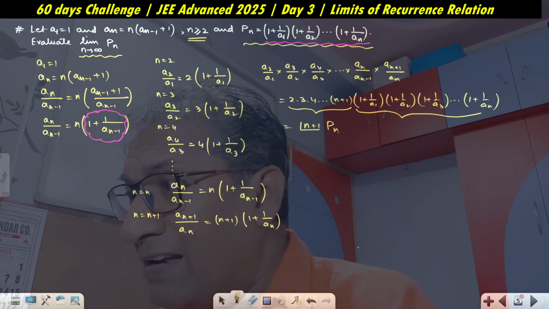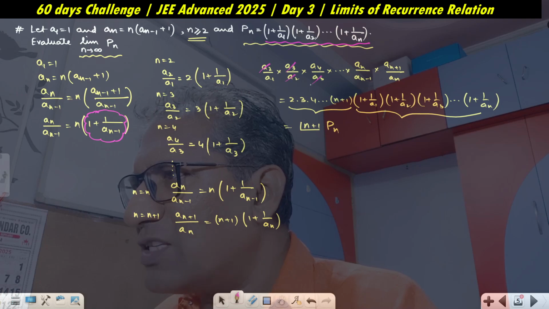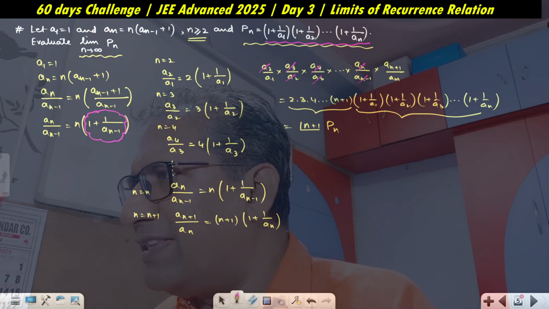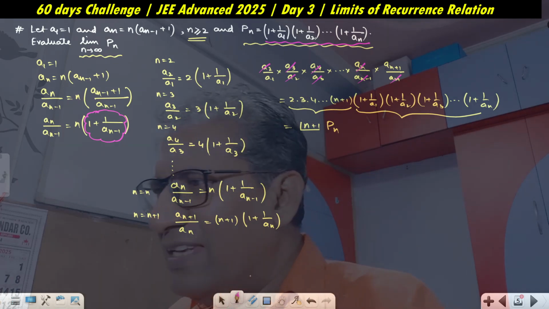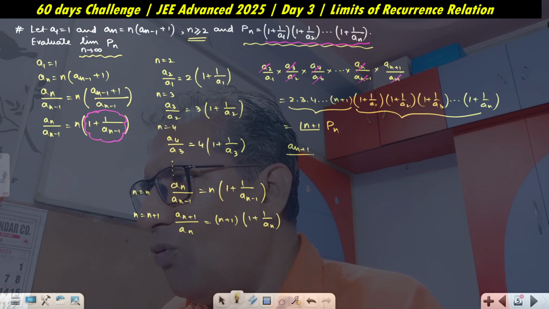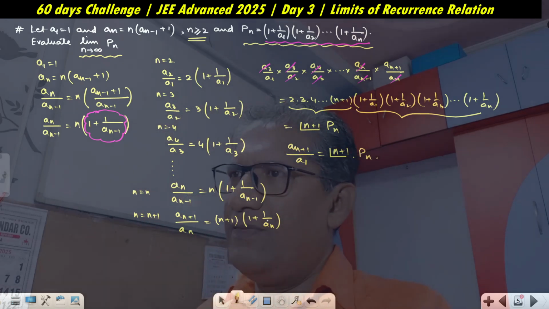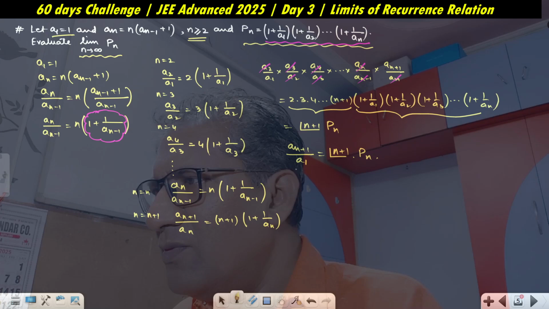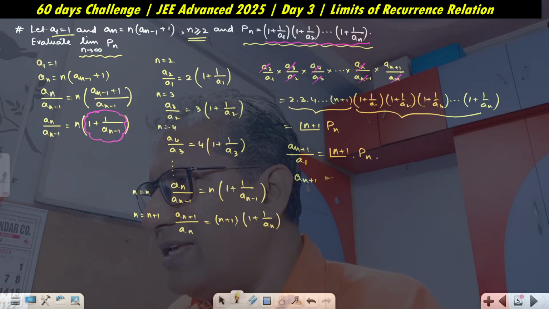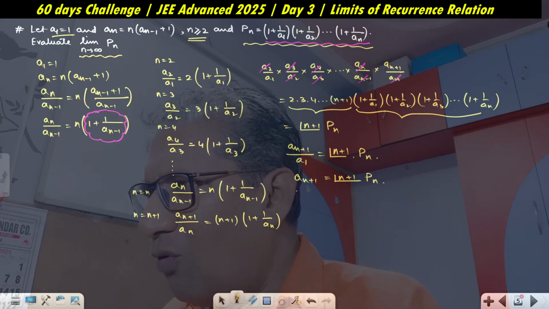And in the left hand side, just check it, what we are going to have? This will go off, this will go off, this will go off, then this and this will also go off. So we are left in the left hand side, an plus 1 over a1 is equal to n plus 1 into Pn. And we have a1 is 1. So we are having an plus 1 is basically factorial n plus 1 Pn. Is it clear to everyone? Yes or no? Okay.